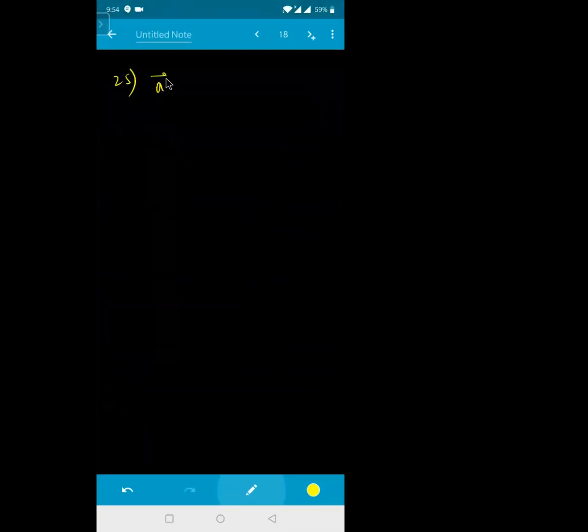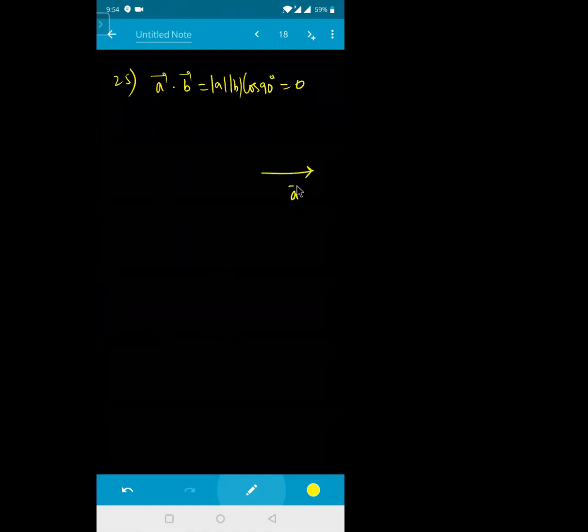A bar dot your B bar is equal to mod A mod B into cos. अगर 90 हो तो ही 0 होगा. That means if this is a vector A bar, this should be the vector B bar. So angle between them, how much for me? 90 degrees. That means A bar is perpendicular to B bar. The same way, A bar dot C bar is 0 means A bar is perpendicular to your C bar, because angle between them is again 90 degrees for the given condition.